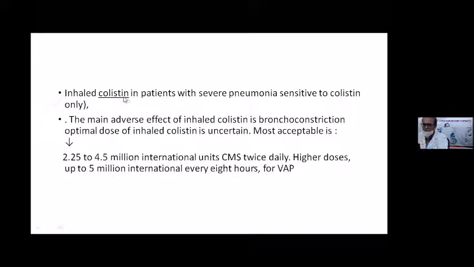Here, polymyxin B is not preferred over colistin because the risk of bronchospasm or bronchoconstriction is much more with polymyxin B as compared to colistin. So here colistin is being advocated to treat severe ventilator-associated pneumonia in patients who are resistant to all drugs except colistin. The recommended dose is 2.5 to 4.5 MIU colistin methanesulfonate twice daily. A higher dose up to 5 MIU can be given for patients with VAP.